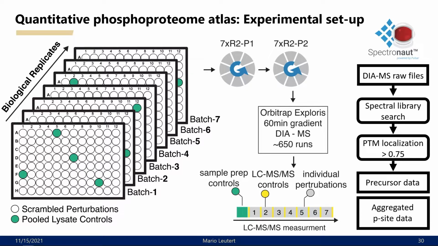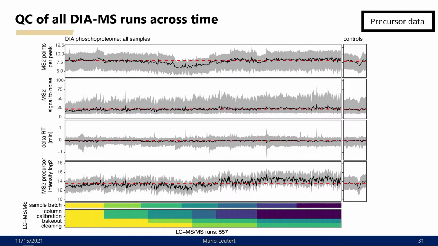That's just an example of how our QC would look. From all the measurement parameters we can export from Spectronaut, here the x-axis shows our individual mass spec runs in chronological order. Then, for example, we can look at MS2 points per peak, or at MS2 precursor intensity, which is all logged here.